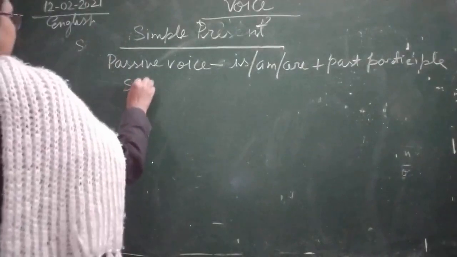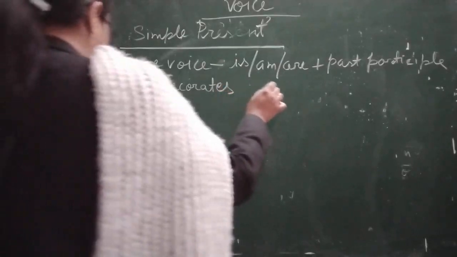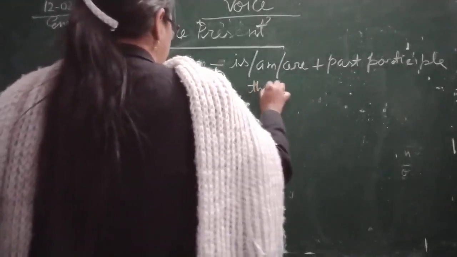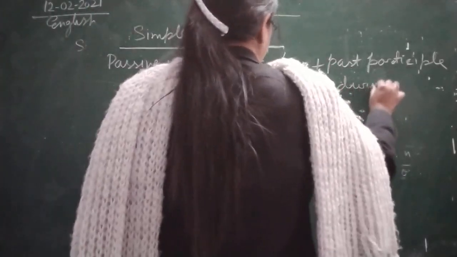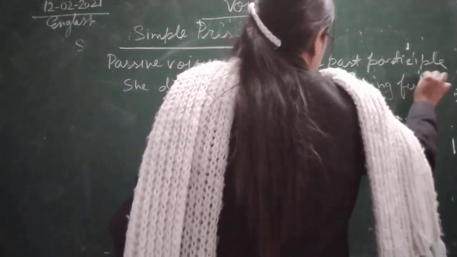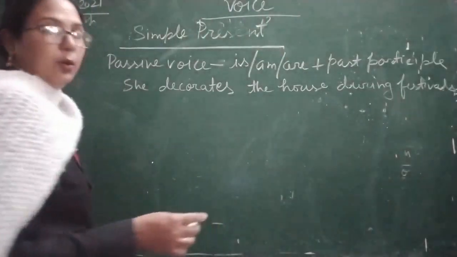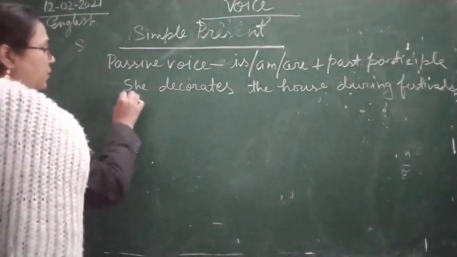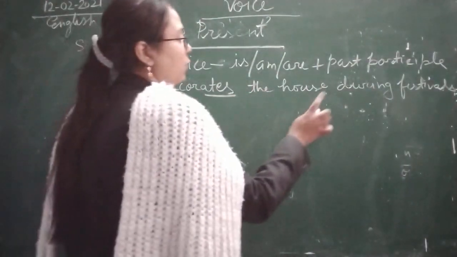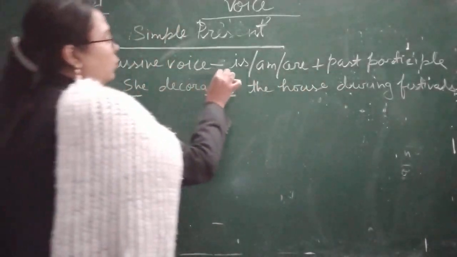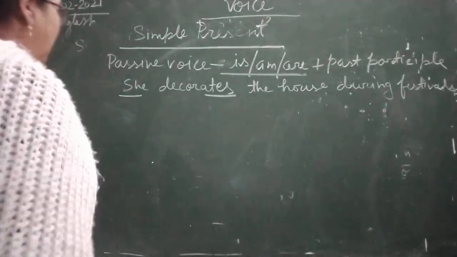She decorates the house during festival. Okay children, it is as simple as we have done before. She decorates. Here, because she is the subject, that is why we are using decorates. So she decorates the house during festival. What is the rule? Changing is, am, are of passive form. So this is how we will use it.